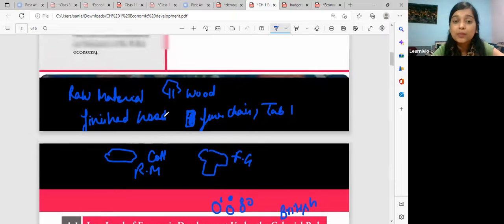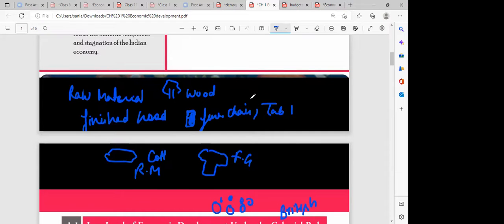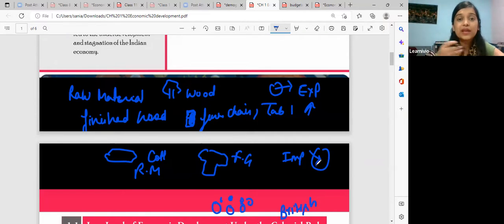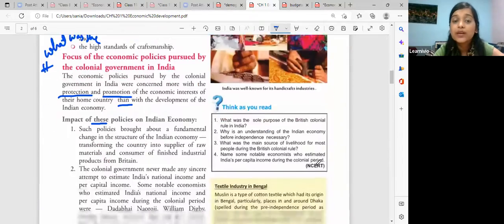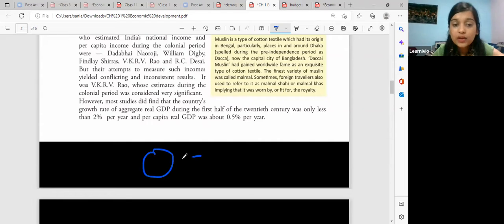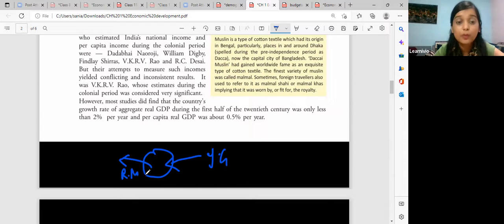Clear? So what Britishers did? Now the other thing is export and import. Export is basically going out, the country going out, and import is basically coming in, taking. For example, if I'm selling something, I'm exporting it. If I'm purchasing something, I'm importing it. Okay. So now what Britishers did? Britishers made India so that you will import finished good and you will export raw material. So Britishers were taking wood, like wood trees.